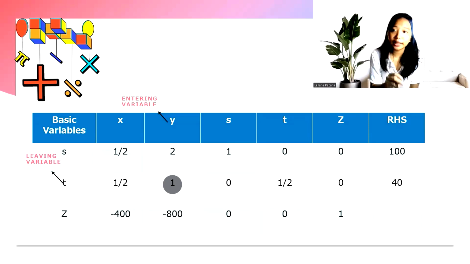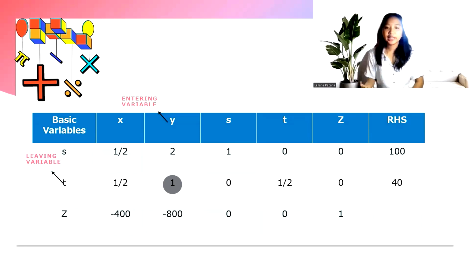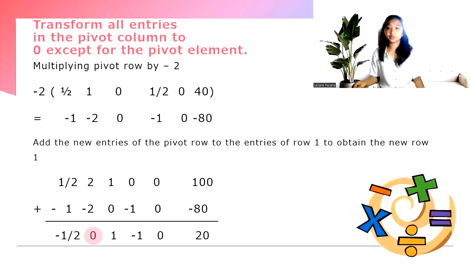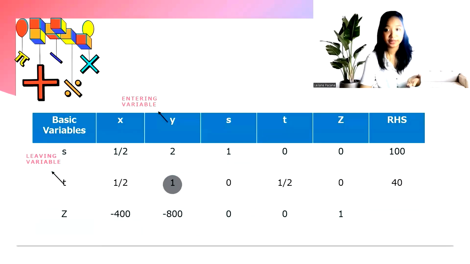So t here will be replaced by the variable y. So we have now that, and now we have to make 2 and negative 800 equal to 0. So in our pivot column, it should be equal to 0, but the 1 or the pivot element must always be 1. So 2 and negative 800 must be equal to 0. By doing that, from our first row, 2, to make it equal to 0, we have to multiply it to the pivot row. Negative 2, because 2 plus negative 2, that will be 0, right?